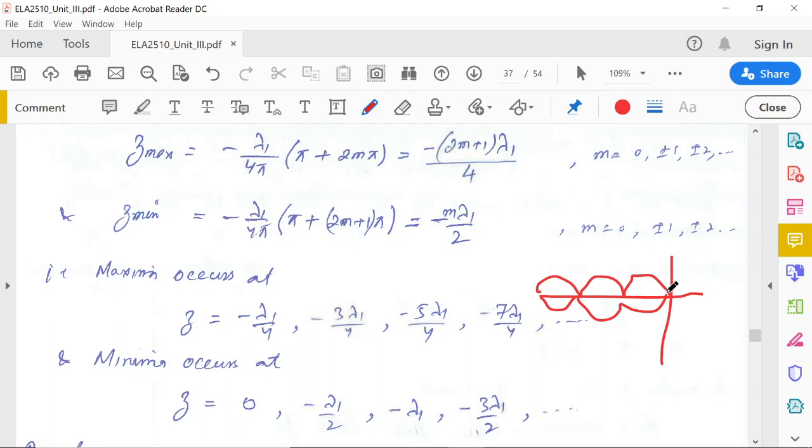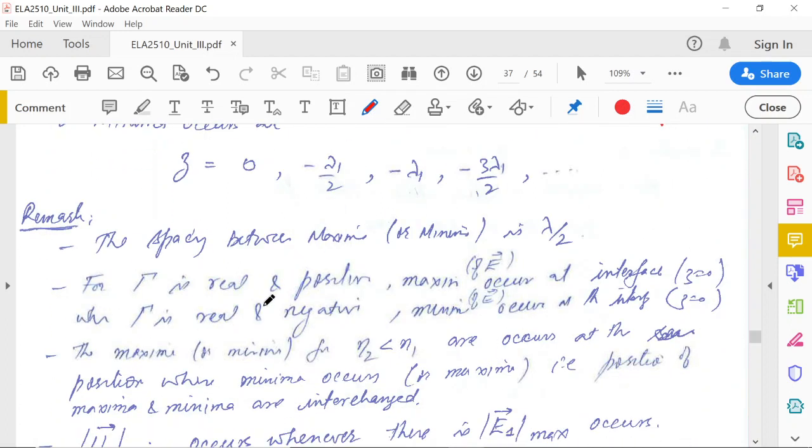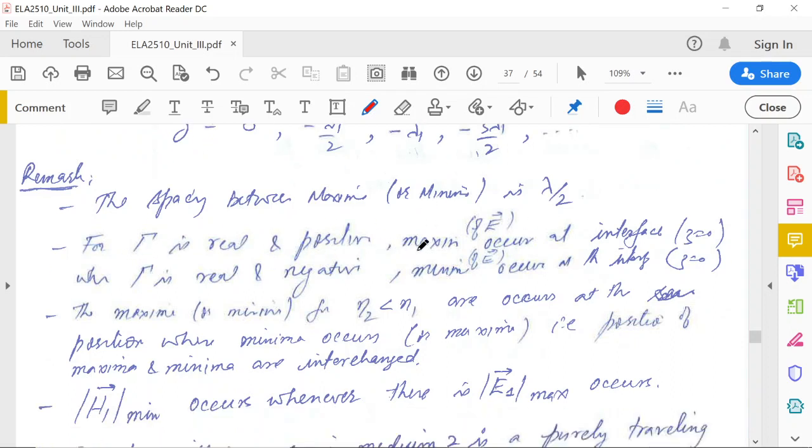If at this boundary gamma is real and positive, the electric field vectors will be in the same phase, they will be added, and they will give the maximum value. Then you can easily find it. The minima will occur at 0, minus lambda by 2, then minus lambda, and so on. The spacing between maximum and minimum is lambda by 2. For gamma real and positive, maxima occurs at the interface, z equals 0. For gamma real and negative, minima occurs at the interface.